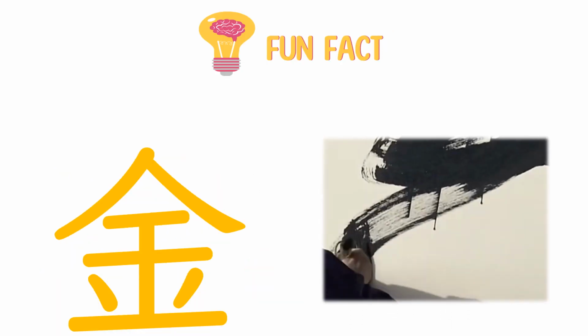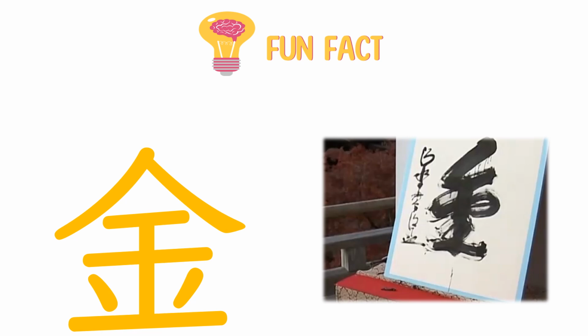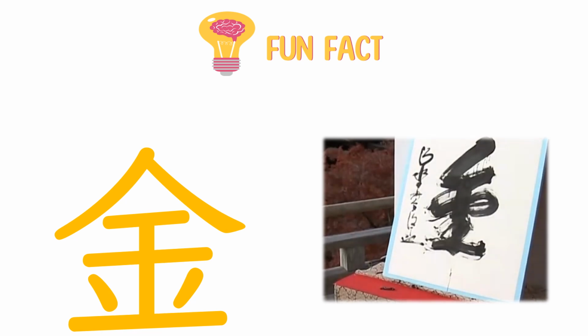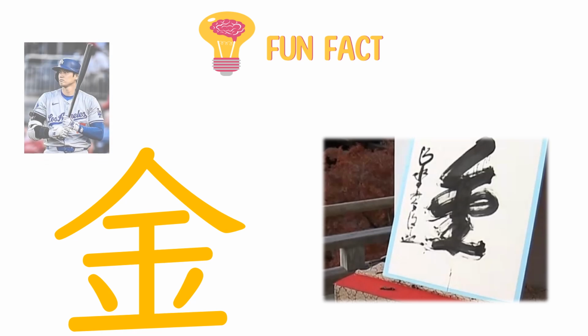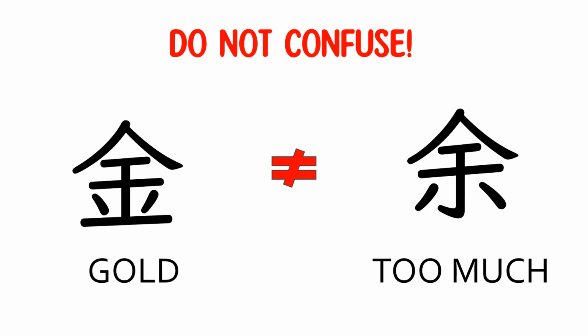Fun fact, the kanji for gold was chosen as the 2024 kanji in Japan. The characters symbolize Japan's gold medals at the Olympic Games as well as Los Angeles Dodgers star Shohei Ohtani's golden year. Do not confuse the kanji of gold with the kanji of too much. Just remember the soil underneath the gold.